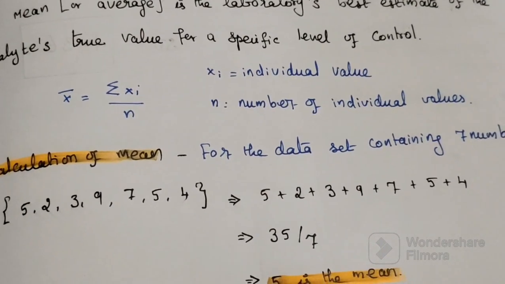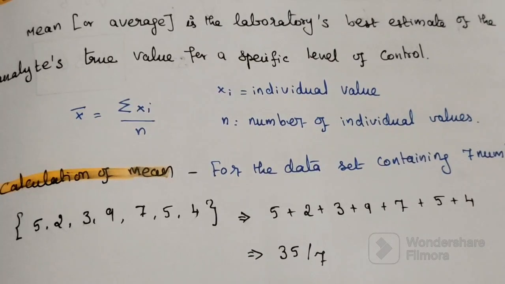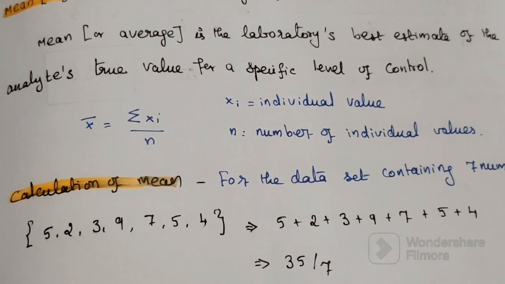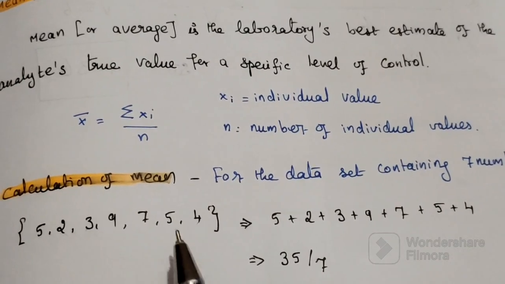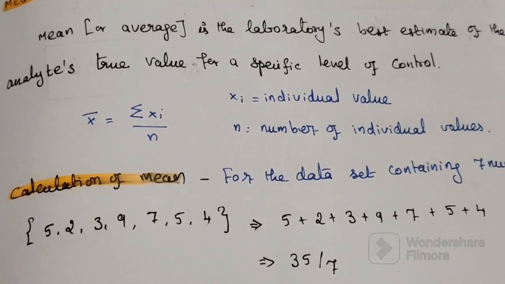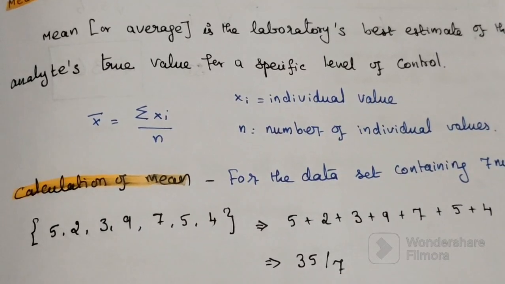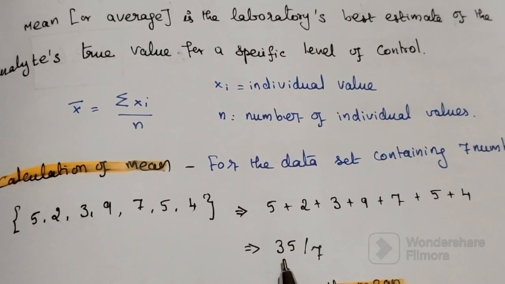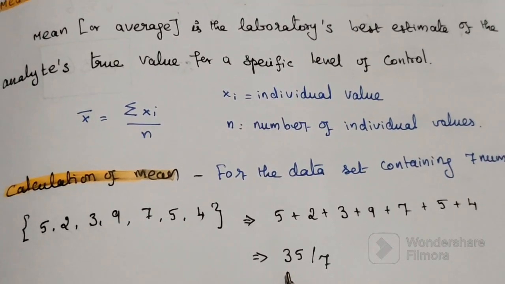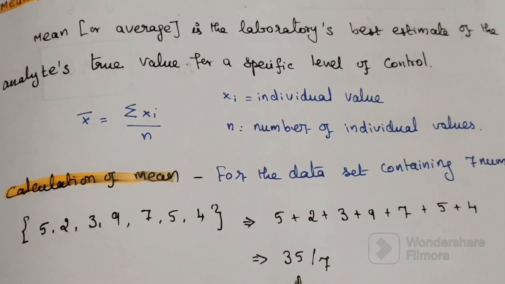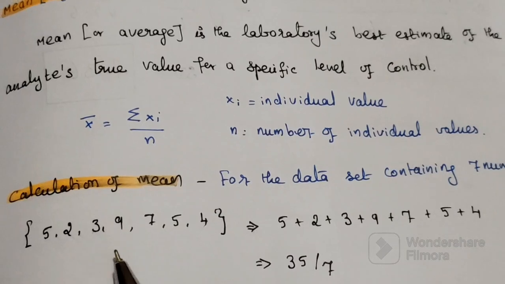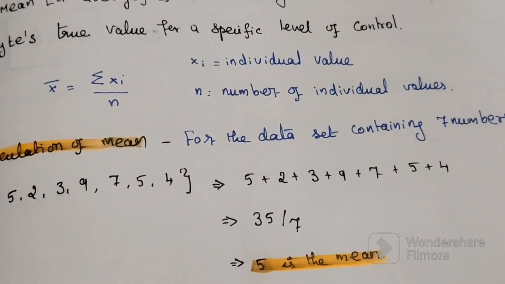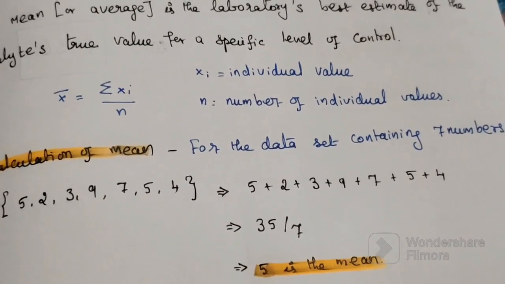So let's calculate the mean using a data set containing 7 numbers. These are the numbers. We have to add all the numbers, which gives 35, divided by the total number of individual values, 7. So we get 5 as the mean.